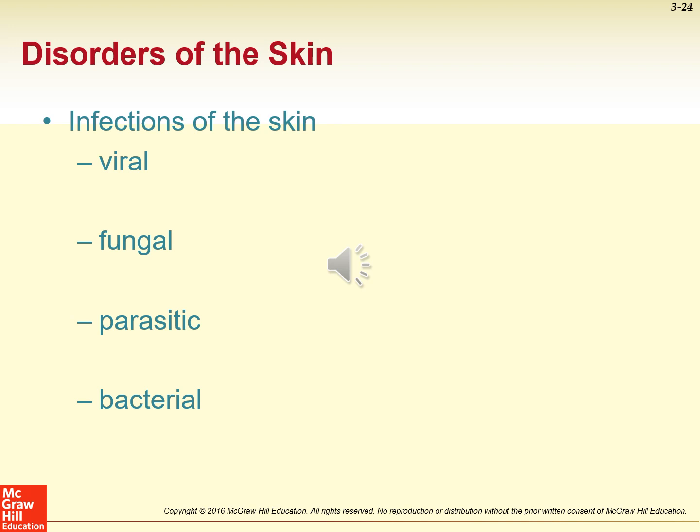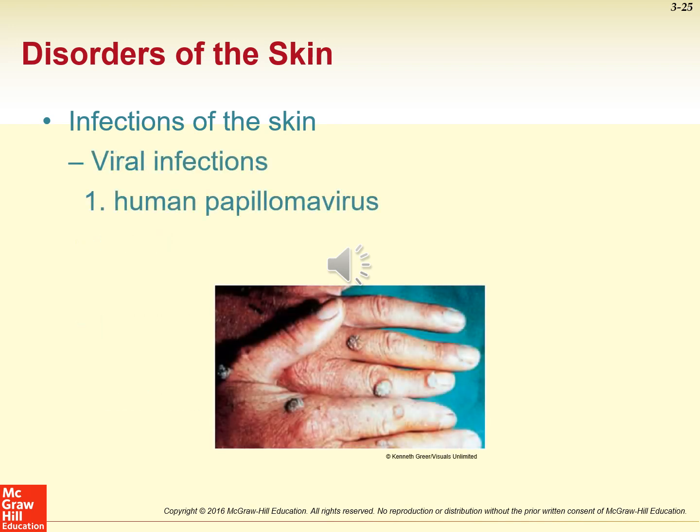The skin can be susceptible to many different types of infections. These infections can be categorized as viral, fungal, parasitic, or bacterial. What's the virus that causes warts? If you said human papillomavirus, you would be right. The human papillomavirus invades what layer of skin? It's the epidermis.